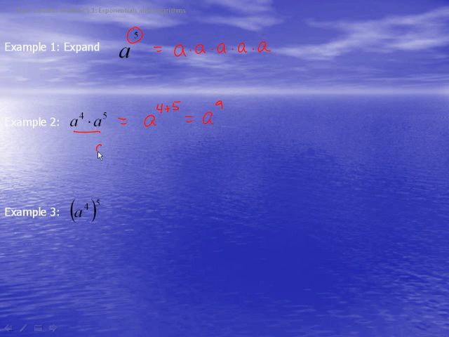And this is also called the counting law, because if you have 4 a's here and 5 a's there, and you put them together, you'll get 9 a's. Okay. In example 3, if you have a to the 4th to the 5th, in other words, we have 4 a's inside, and there are 5 groups of those 4 a's. So that would mean that we're going to multiply those.